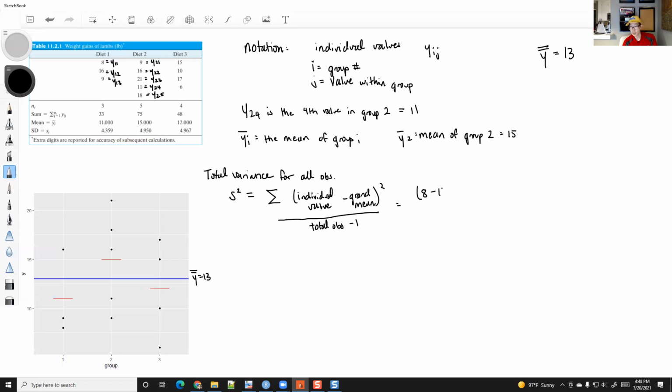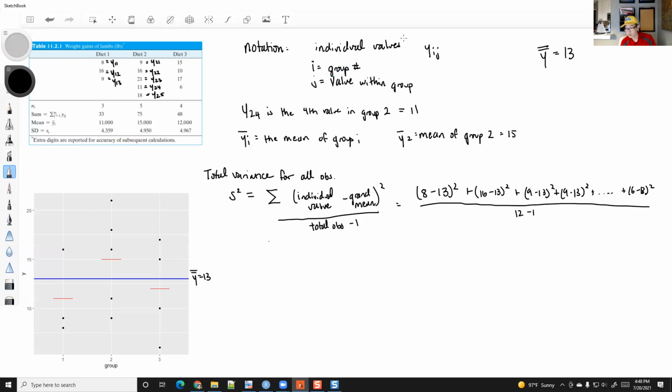Okay, so it would be 8 minus 13 squared, and we would go through 16 minus 13 squared, and 9 minus 13 squared, and go to the next column, 9 minus 13 squared, so on and so forth until you get to your last observation, 6 minus 13 squared, okay? And then we would divide this by 12 minus 1, okay?